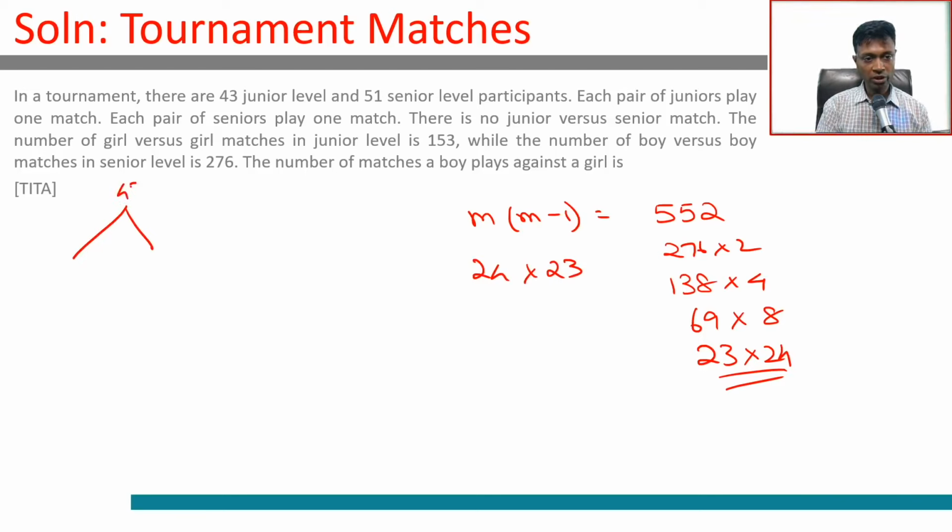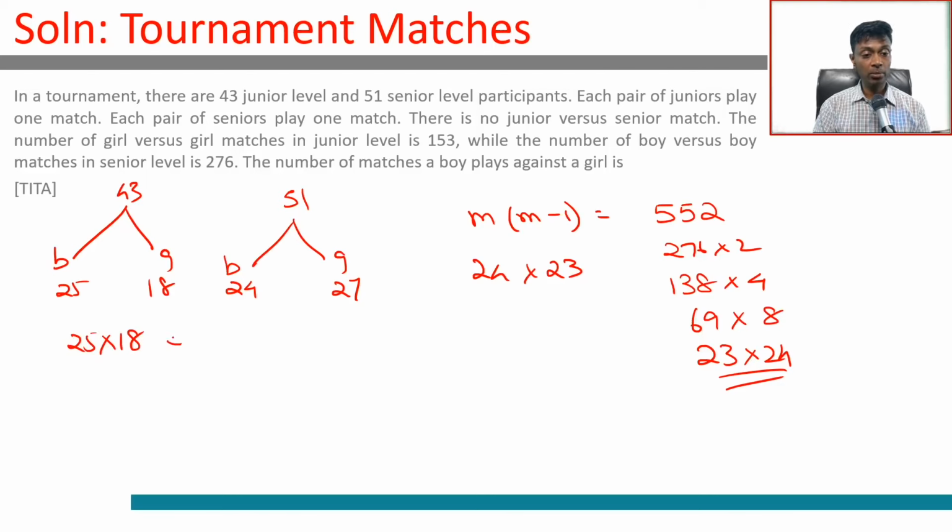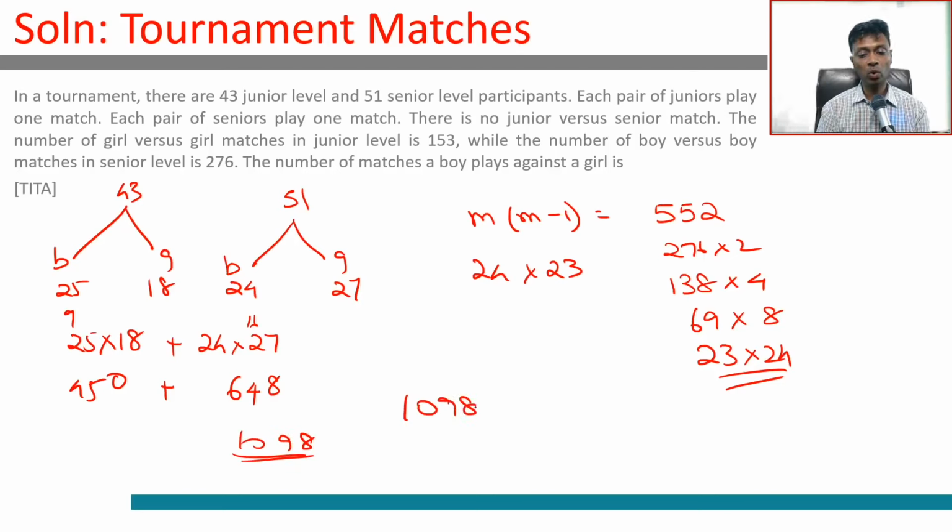So the 43 juniors, boys and girls, there are 25 boys and 18 girls. 51 seniors, boys and girls, there are 24 boys and 27 girls. The number of matches a boy plays against a girl is 25 into 18. All these boys have to play all these girls, plus 24 into 27. 25 into 18 is 450, plus 24 into 27: 24 sevens are 168, 24 twos are 48, plus 16, 648. 450 plus 648 is 1098. I'm writing down 1098 as the answer.